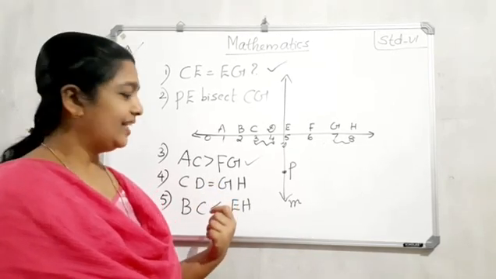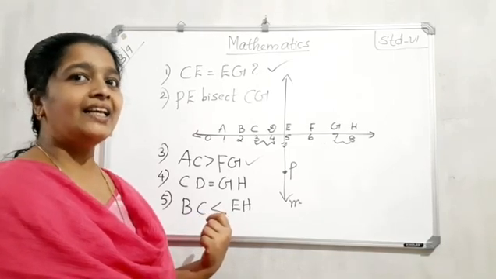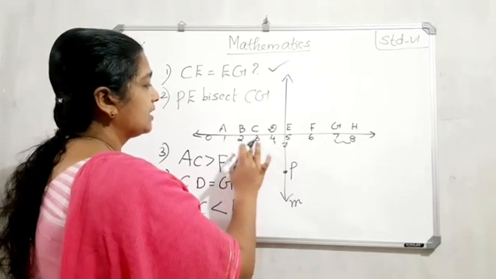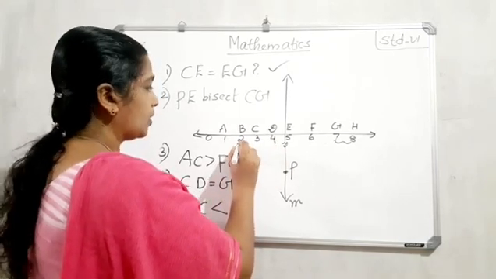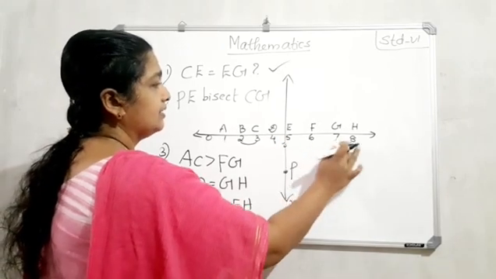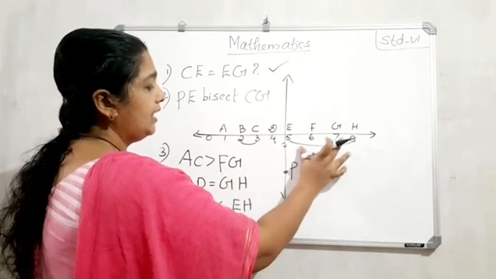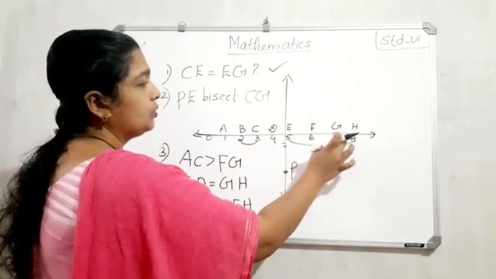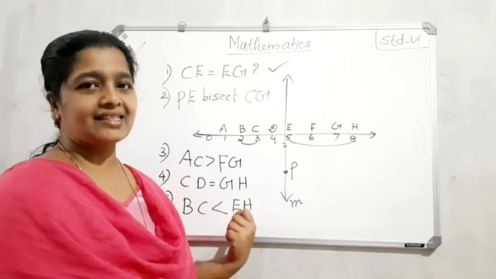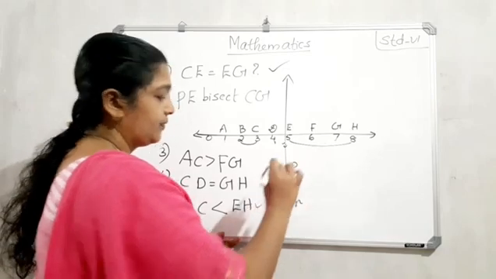Understand? Yes. Next, BC less than EH. We can first identify BC here. Then EH, where? Yes. Here 1 unit, but EH means 1, 2, 3 units. So BC is less than EH. That is also true. Yes. Clear?